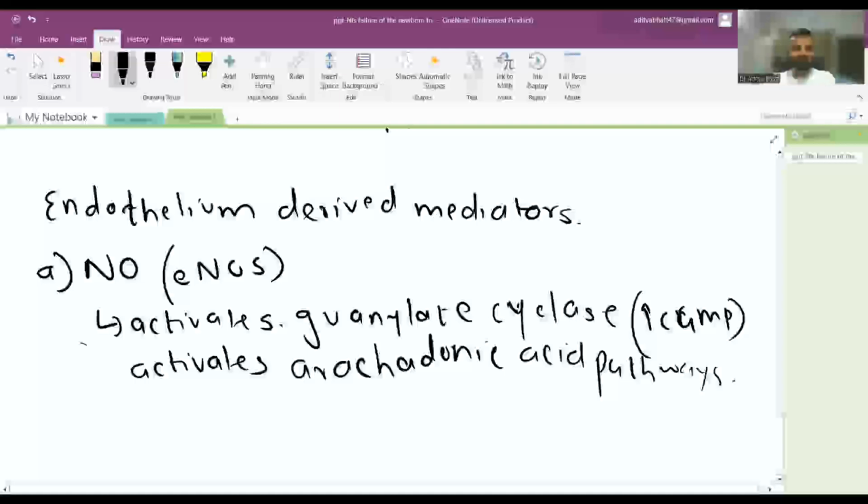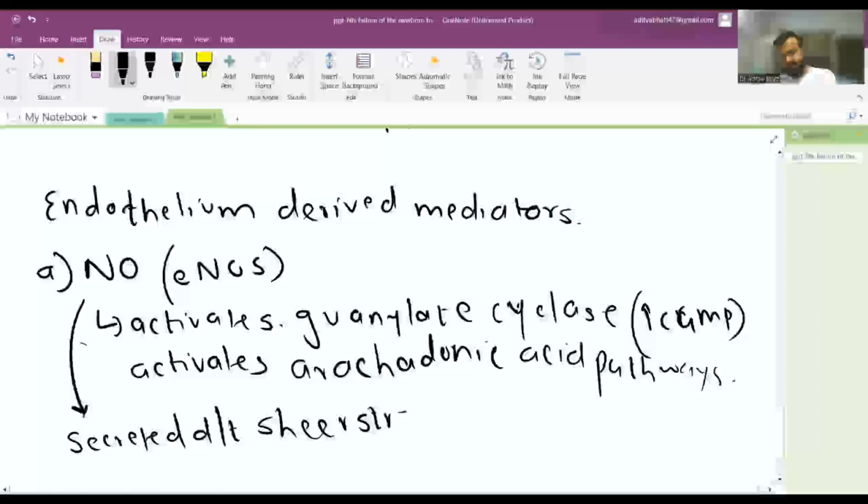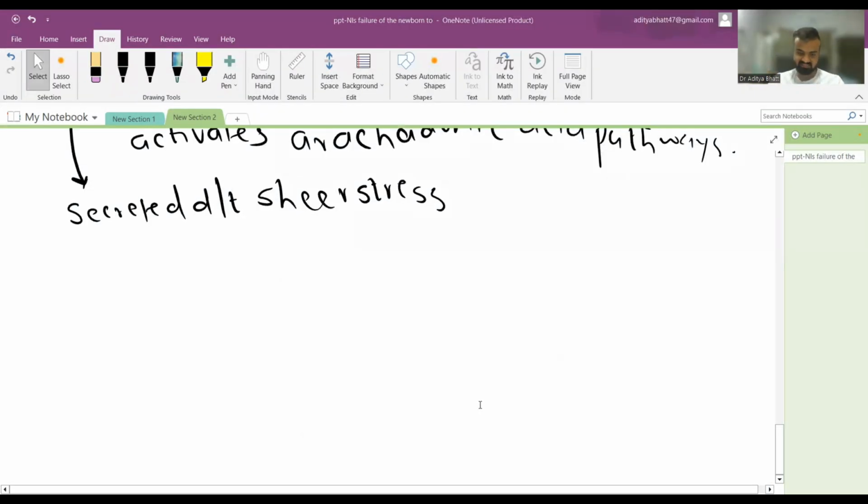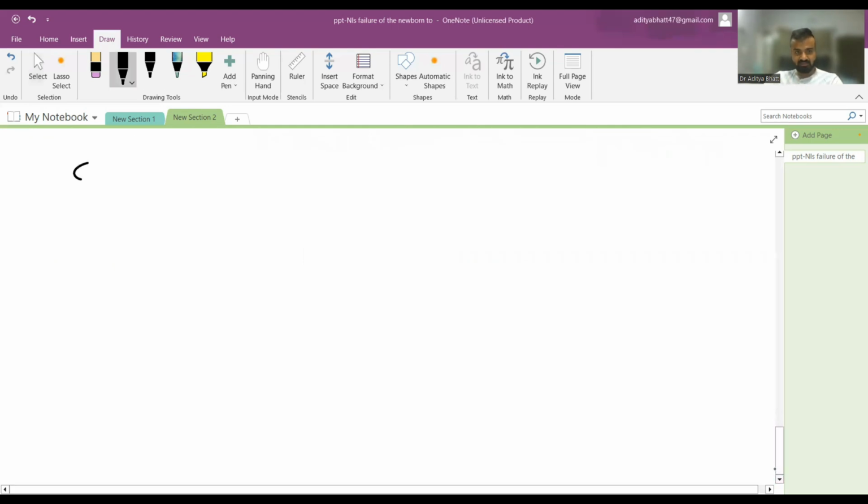So nitric oxide is very important, and it is also secreted due to shear stress. When the child starts breathing, there is a shear stress due to the increased breathing of the patient. So this breathing will lead to decreased pulmonary vascular resistance. Okay, so this is a very important thing.